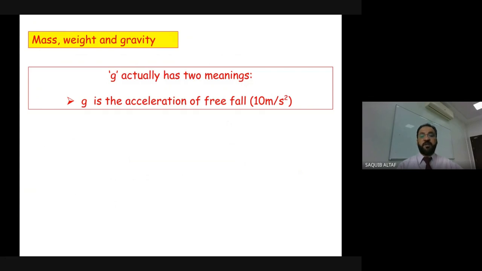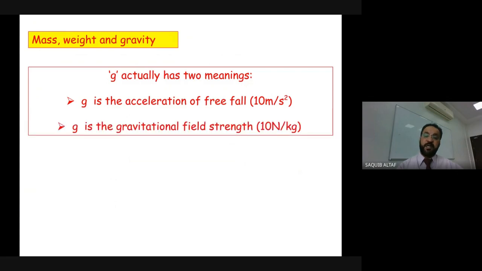Now, gravitational acceleration is basically also known as gravity, and its value is 10 meter per second squared. It is also known as gravitational field strength. Also, you can write its unit as 10 Newton per kg.